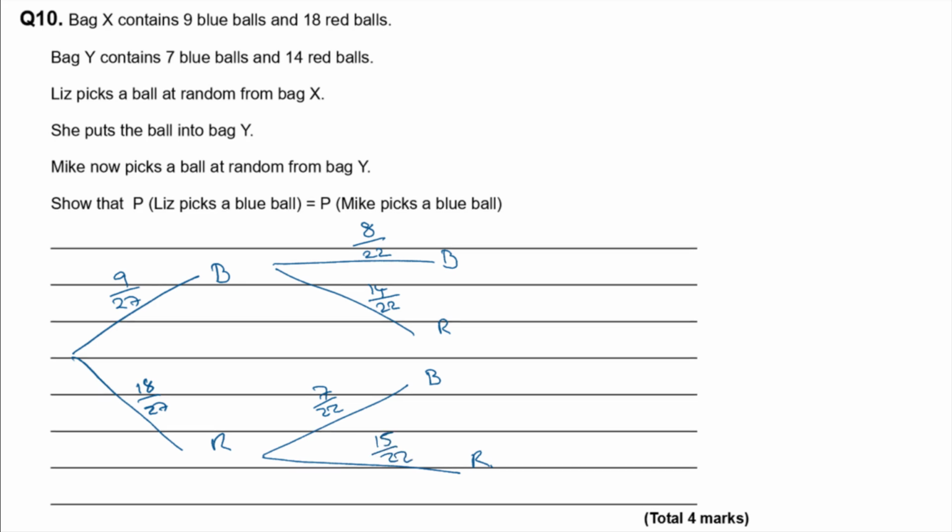So show that the probability that Liz picks a blue ball is equal to the probability of Mike picking a blue ball. So probability Liz picks blue, that's just the probability of blue on the first selection, isn't it? It's just probability of blue, which is this branch here. Okay, and then that is 9 over 27.